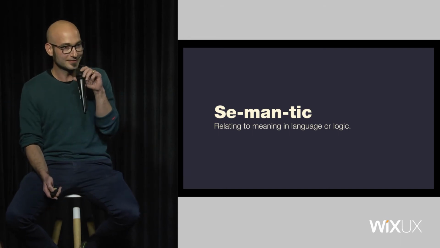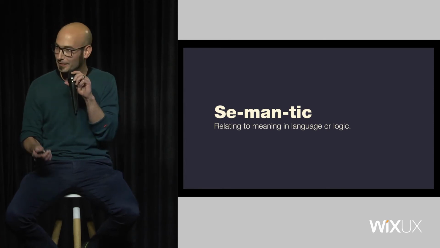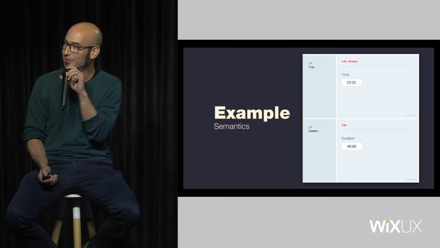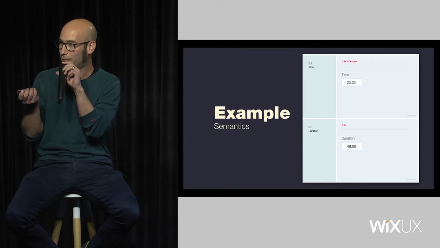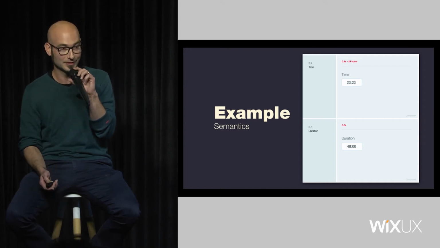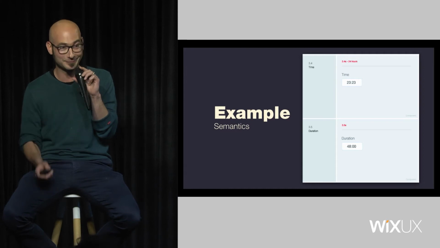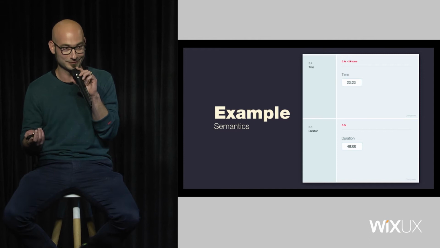Semantic. Semantic is talking about the actual meaning of the element. Let's see a common example. So 3.4a is a time input, and 3.5a, which is very similar, is a duration input. Now, even though they're almost the same, time represents a time in a day, and it's not a duration.